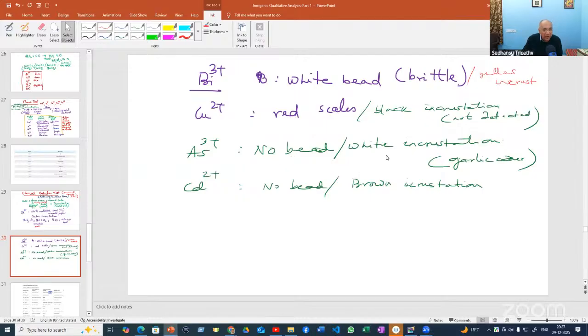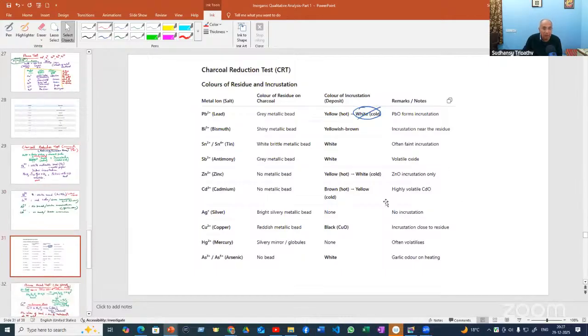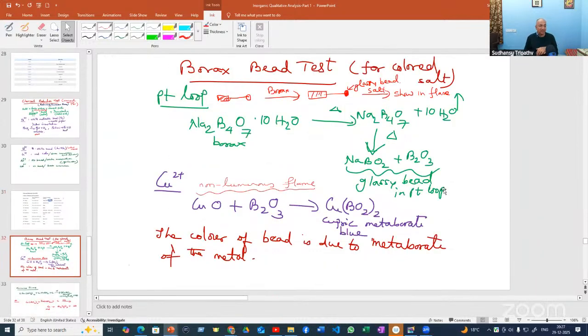Arsenic gives no bead, but a white incrustation, and it produces a garlic odor. Cadmium gives no bead, but a brown incrustation because of cadmium oxide. So I have given you a table where you will find all the other metal ions. And coming to the borax bead test, you are getting questions from the borax bead test.